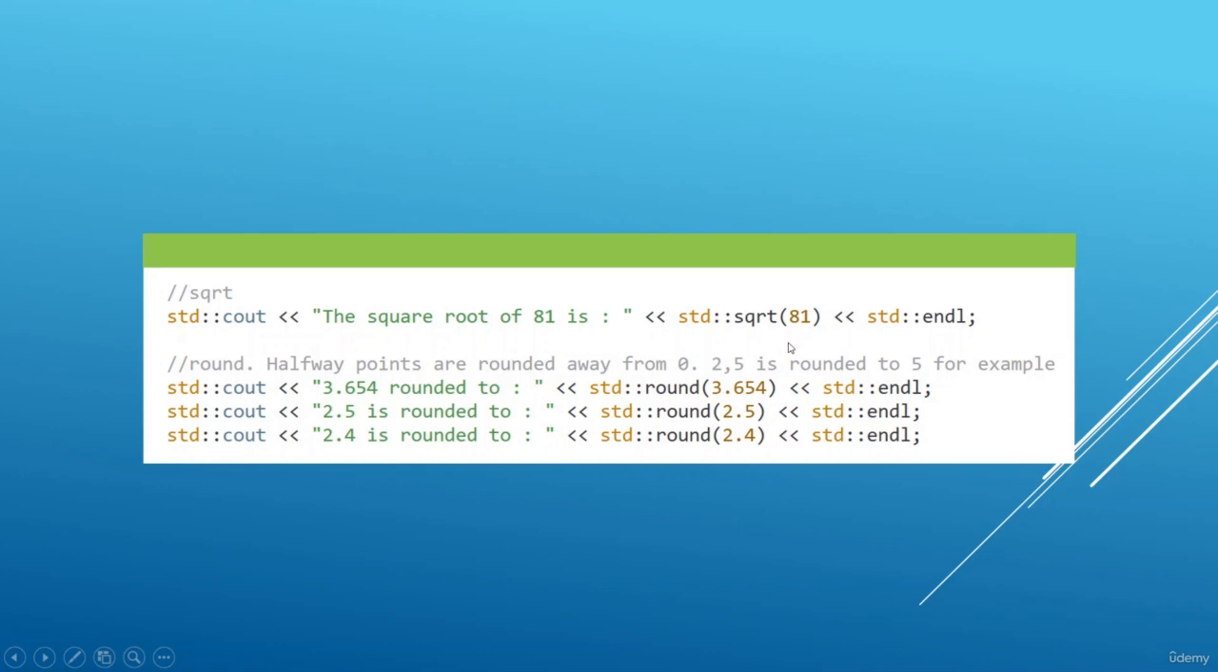So the square root of 81 is going to be 9. We have a function called std::round, which can round. By default, halfway points are rounded away from 0. So if you have a 2.5, it's going to be rounded up to a 3, and if you have 2.4, it's going to be rounded down to a 2.